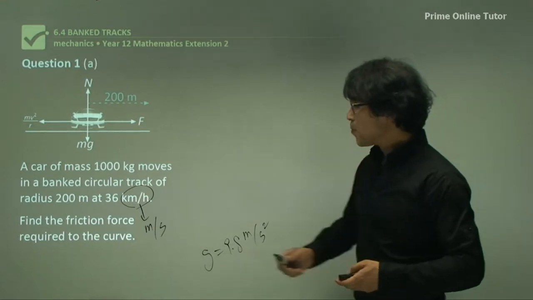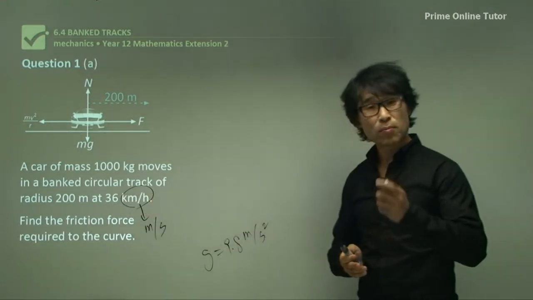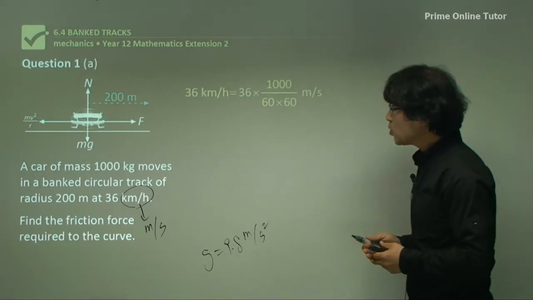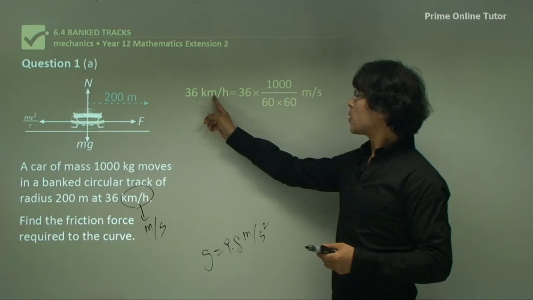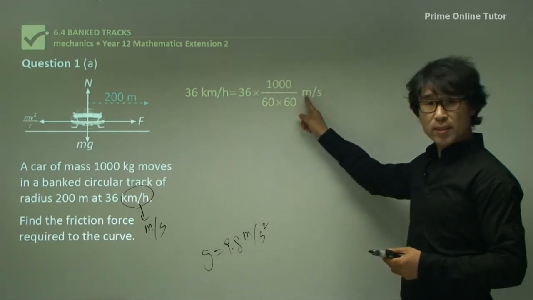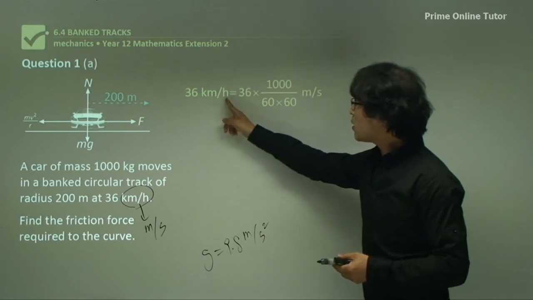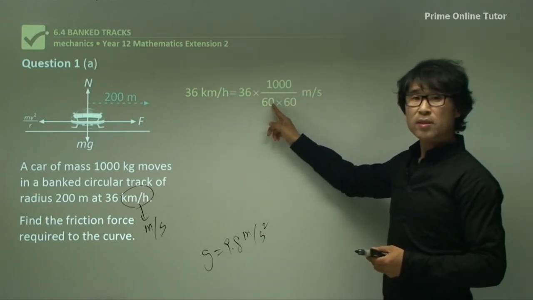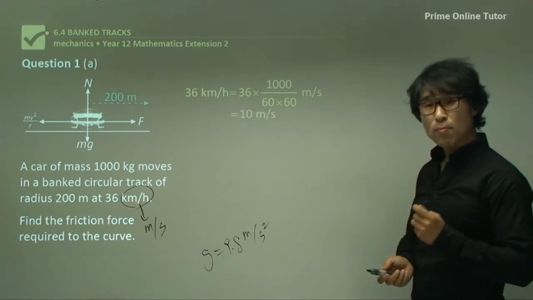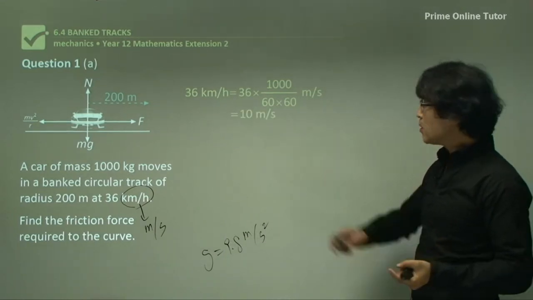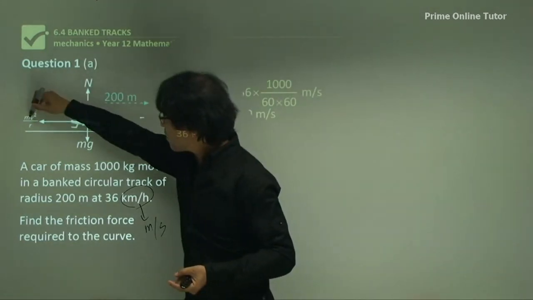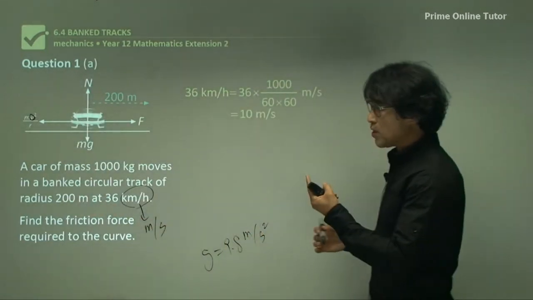The first step is to convert 36 kilometers an hour to meters per second. So 1 kilometer is equivalent to 1,000 meters, and 1 hour is equivalent to 60 minutes times 60 seconds. We need to convert it. Then you will get 10 meters per second. So that's the speed, the value for v here, which is the velocity given here.